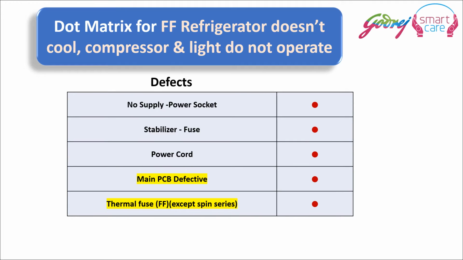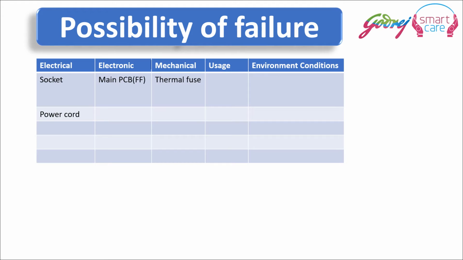So we have put down all the possible causes in a dot matrix. The first defect could be no supply in the power socket. The second defect could be the stabilizer has gone faulty, or maybe they need a stabilizer. The third defect could be some kind of shorting in the power cord, or maybe some wire has gone loose in the power cord. The main PCB could be defective, or except for the spin series, the thermal fuse can be defective in the other cases. So these are the various possibilities of failure which are listed down.